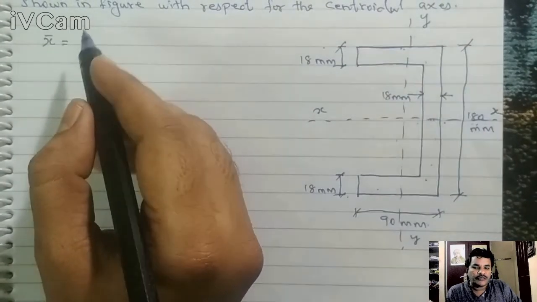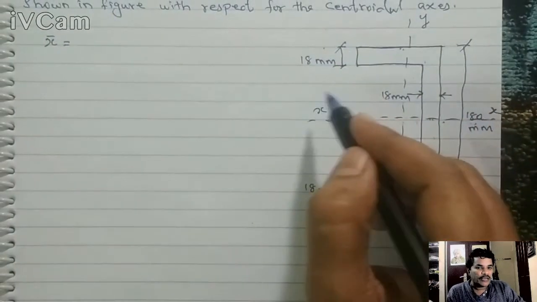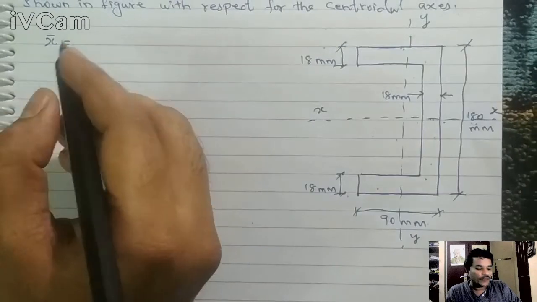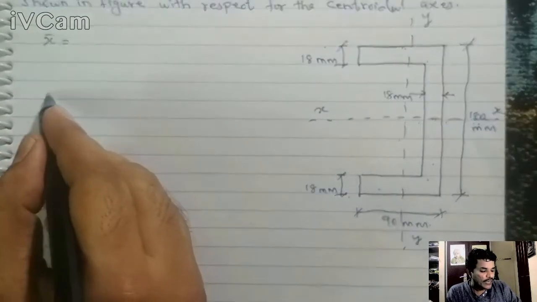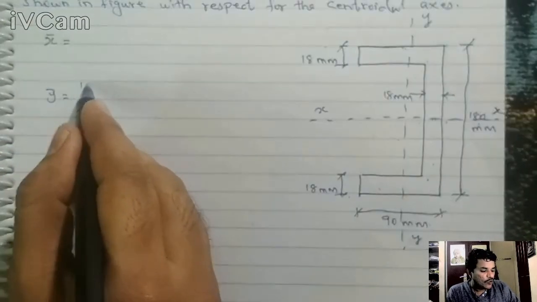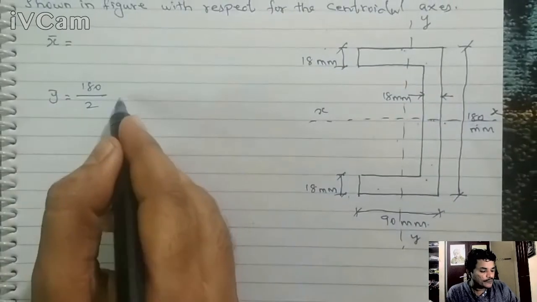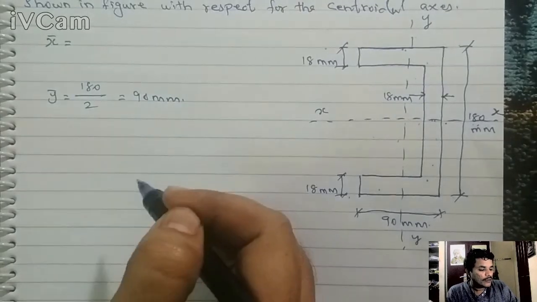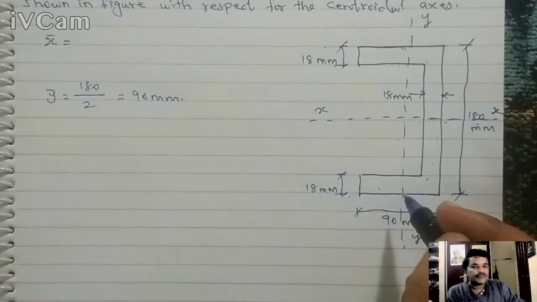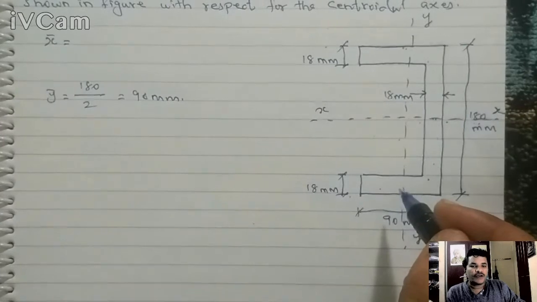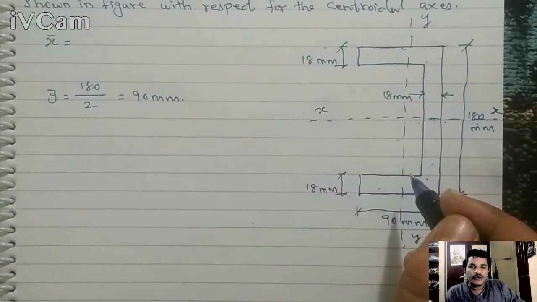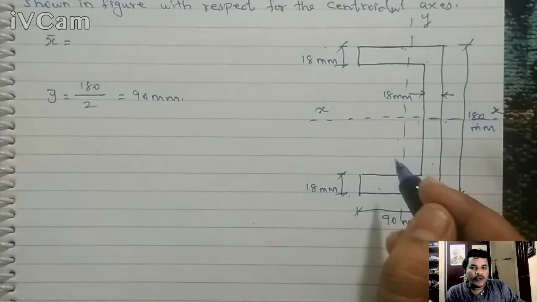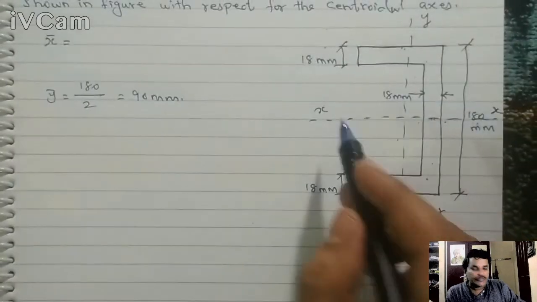This is symmetrical about the XX plane, so you need not calculate the y bar value by formula; you can directly write y bar equal to 180 divided by 2, which is equal to 90 mm. Otherwise, if it is an unsymmetrical section, we can calculate using the formula A1 y1 plus A2 y2 plus A3 y3 divided by A1 plus A2 plus A3. If you apply this formula here, the same value will come.